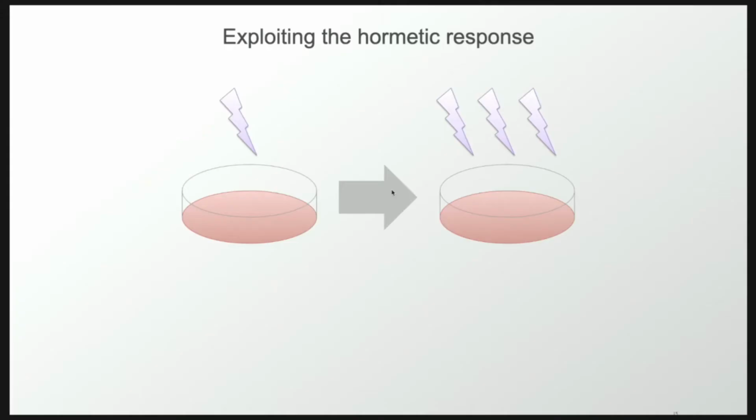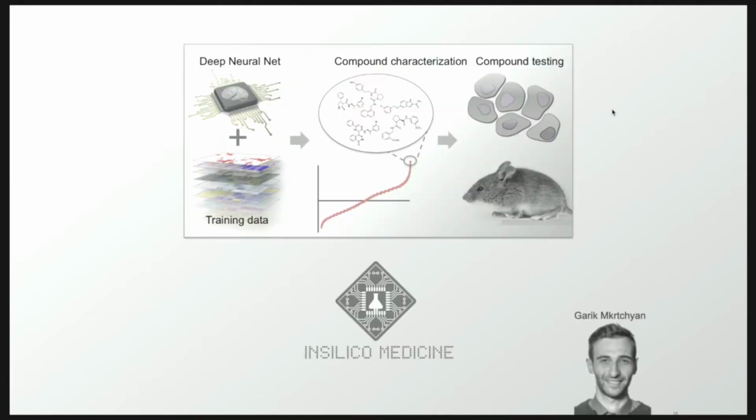This is called a hormetic response. If you irradiate cells with some sort of irradiation, for example X-rays, at a low dose, the cells survive. They are able to cope with a higher dose next time. So our idea is to exploit this response to stimulate cells to upregulate their DNA repair responses.